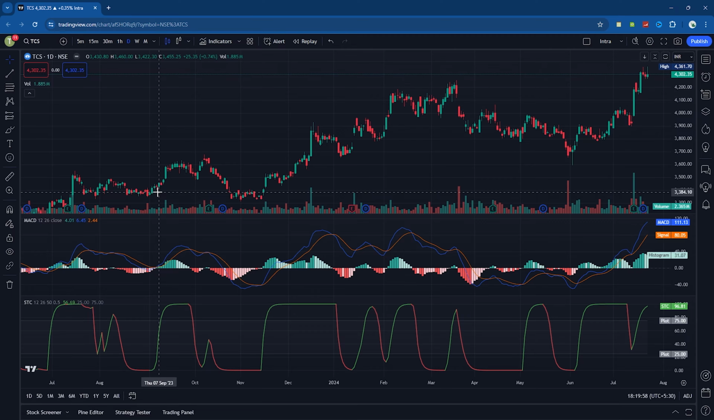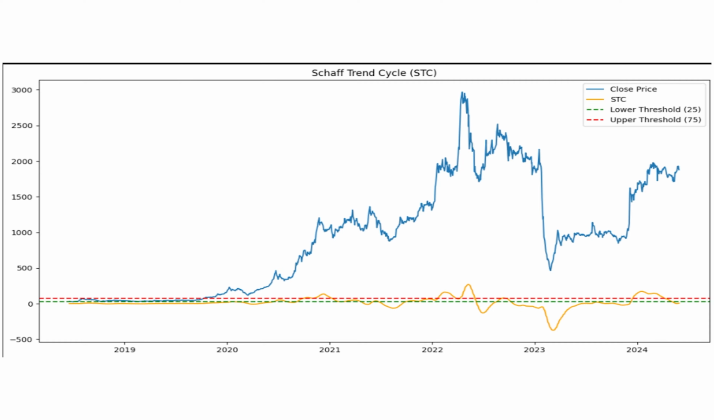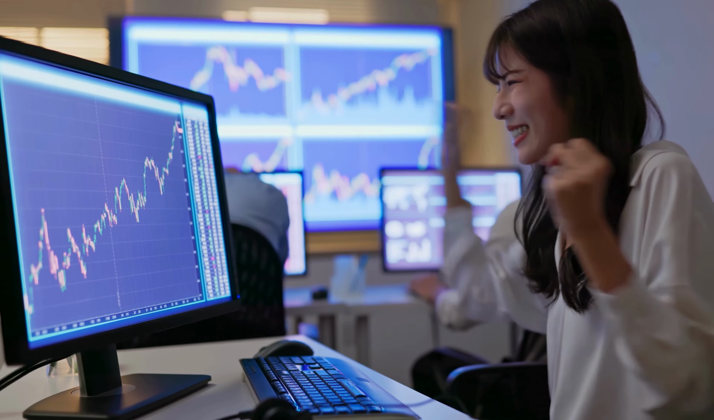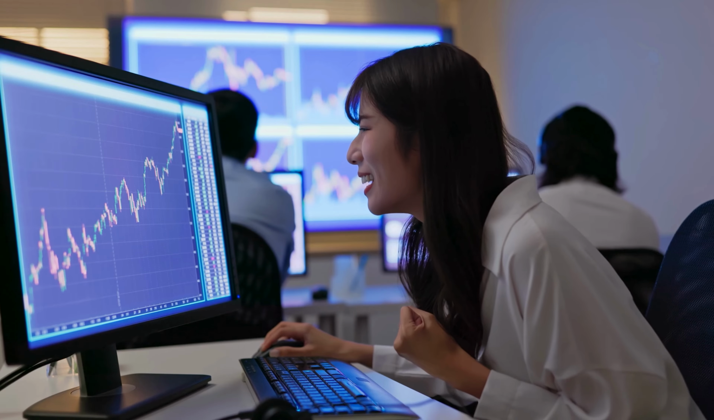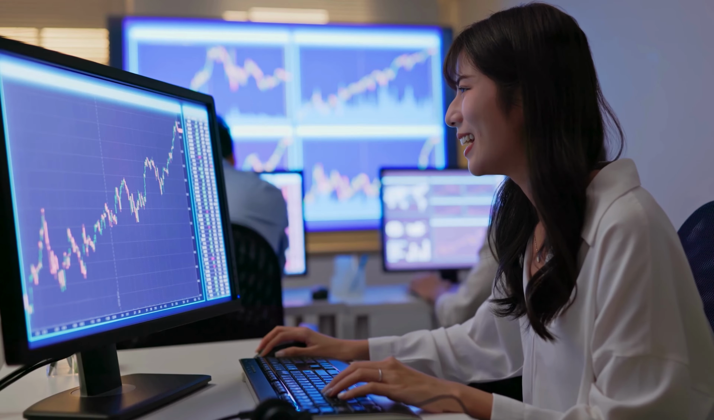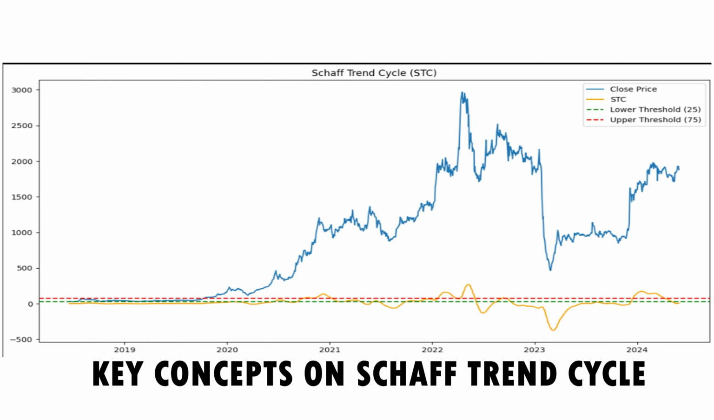Today we are going to explore the Schaff Trend Cycle, or STC. It's a powerful indicator for identifying market cycles. Unlike other traditional indicators, STC is designed to identify both the trend direction as well as the cycle, which makes it a versatile tool for traders. Now, before we dive into the practical aspects, let's understand some key concepts about the Schaff Trend Cycle.